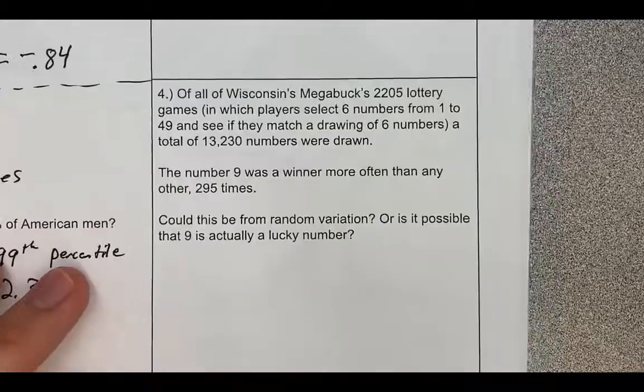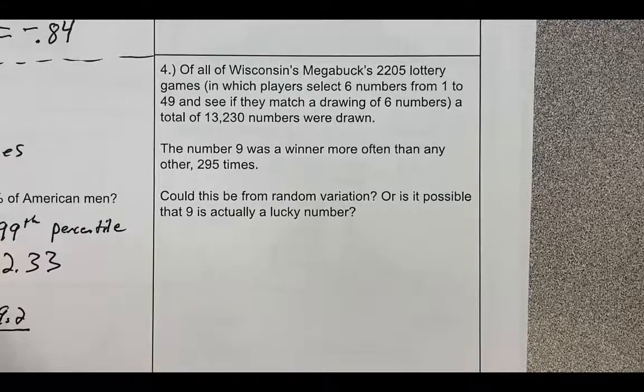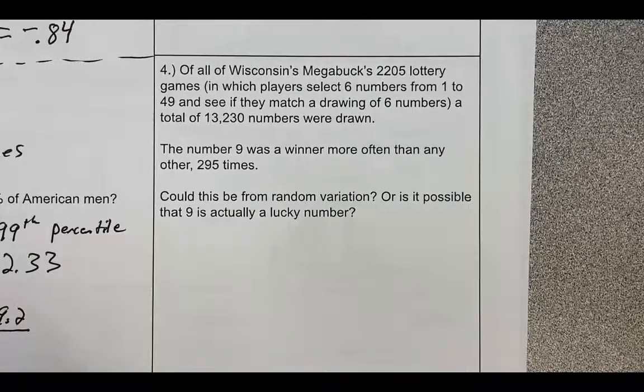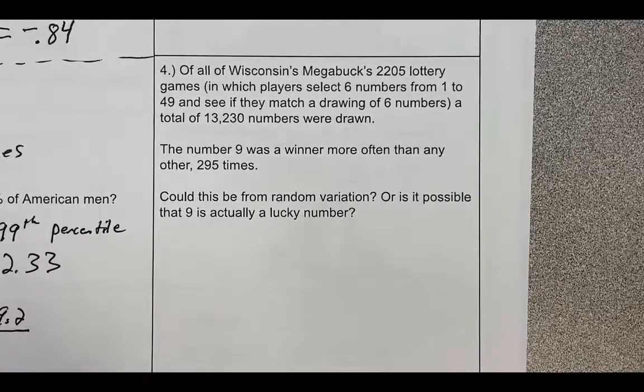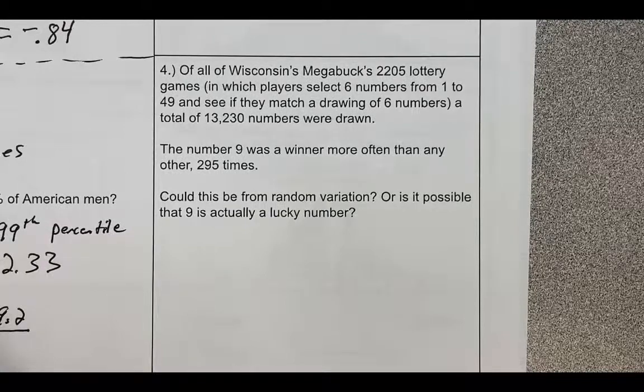Okay. Last one. Let's talk about Wisconsin's Megabucks lottery for a second here. In the lottery, you pick 6 numbers from 1 to 49, and if they match the numbers from the drawing of 6 numbers, then you win. So in the history of the game, there have been 13,230 numbers drawn. The number 9 was a winner more often than any other. 295 times it was a winner.